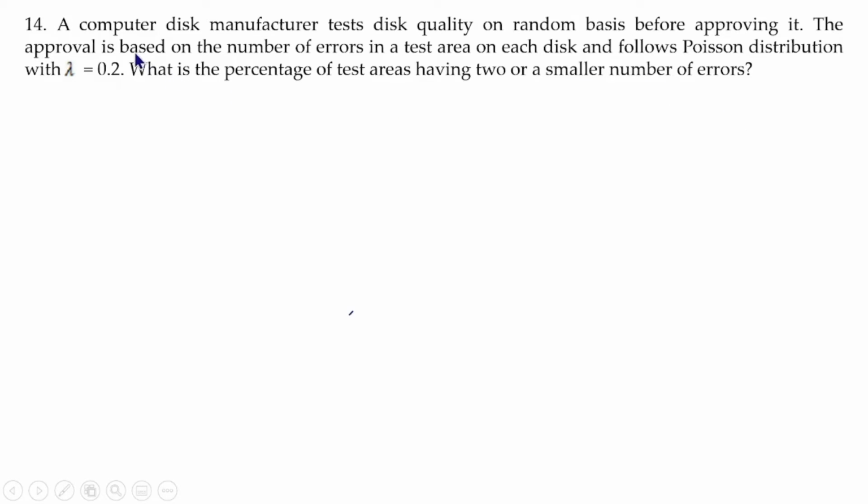So here it is given a computer disk manufacturer tests the quality of the disk for errors, and it is given the number of errors in a test area. It follows Poisson distribution with lambda is equal to 0.2. Now we have to find the percentage of test areas having 2 or smaller number of errors.